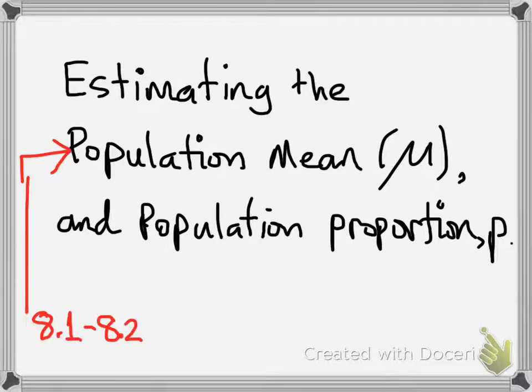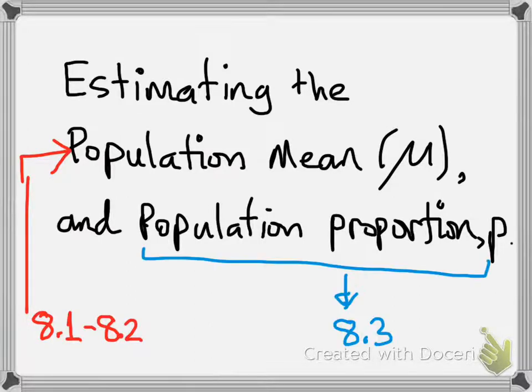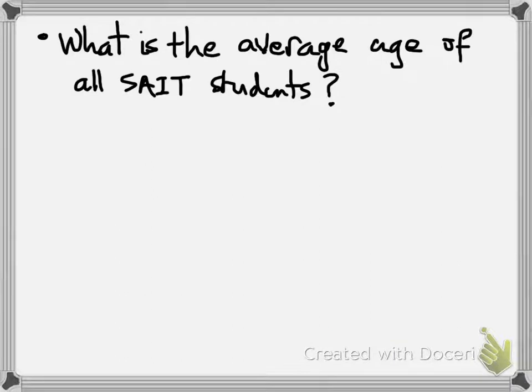In chapter 8.1 and 8.2, we discuss how to estimate the population mean mu. And in 8.3, the discussion is about how to estimate the population proportion. So in this chapter, we are thinking about questions such as this. What is the average age of all state students? That's a question that seeks to estimate the population mean mu of the ages of all state students.